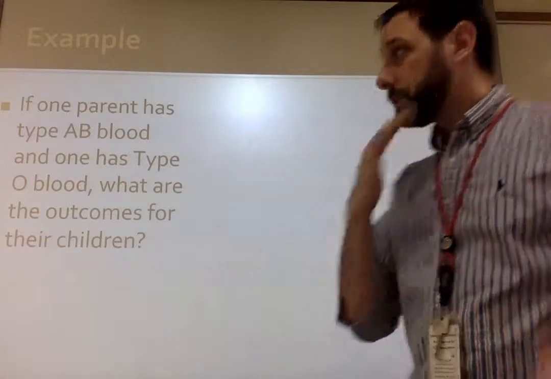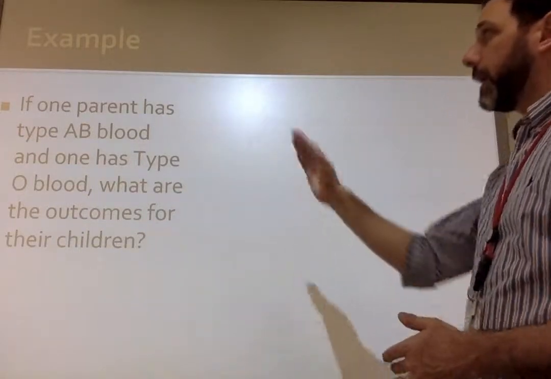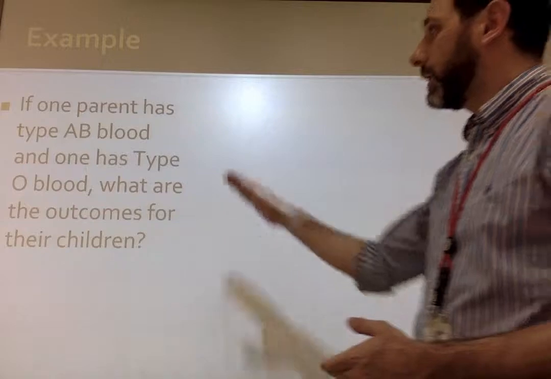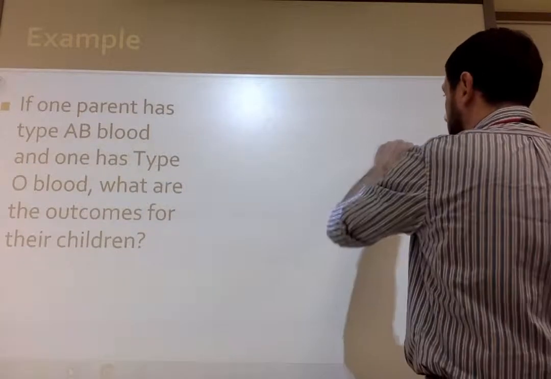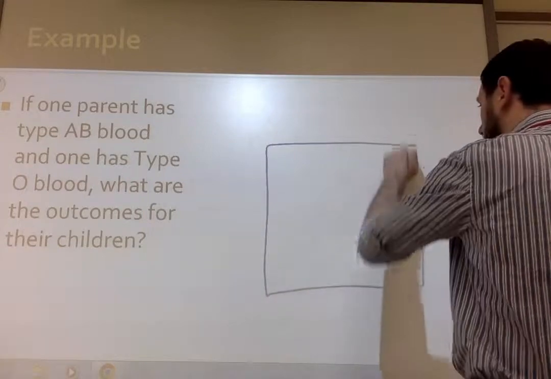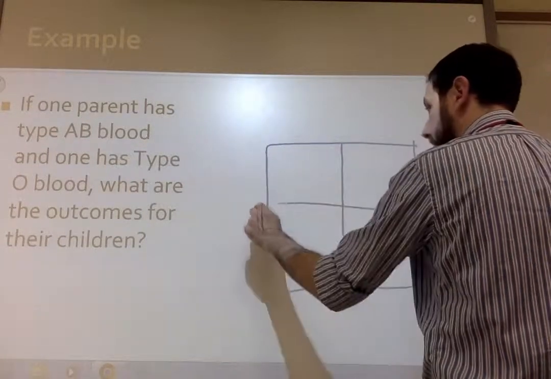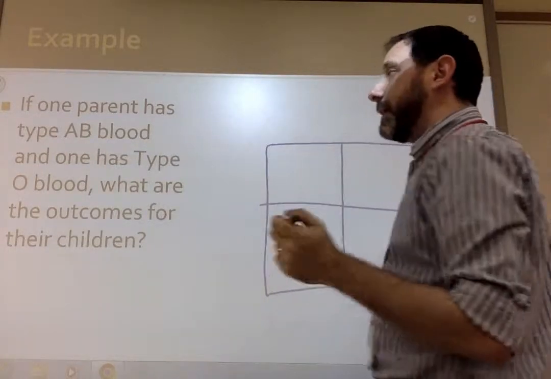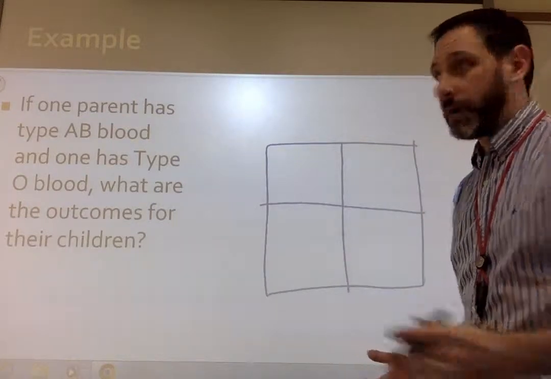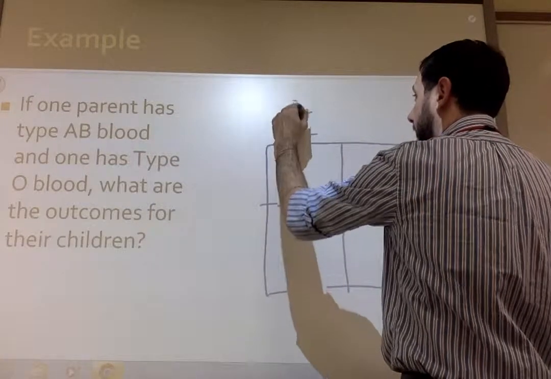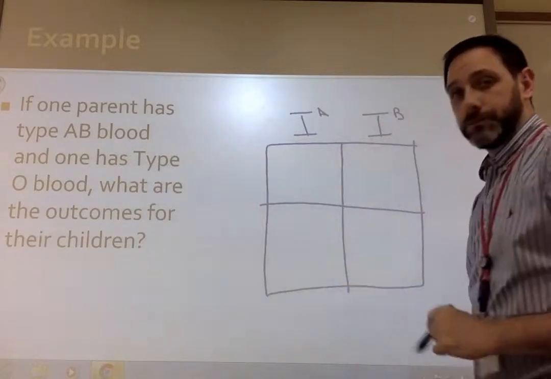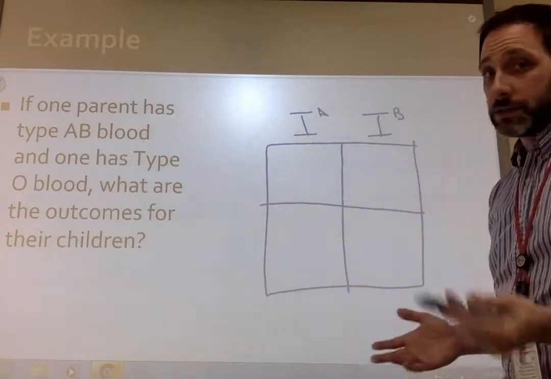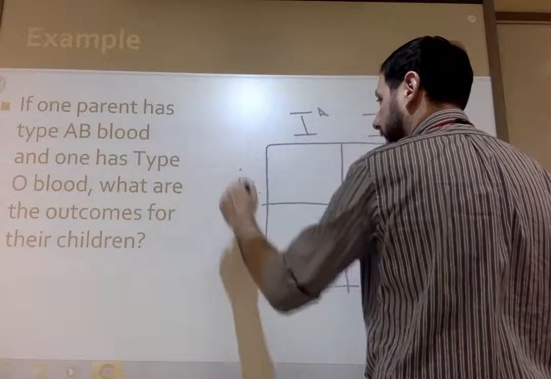So let's do a practice problem. If one parent has type AB blood and one has type O blood, what are the outcomes for their children? So I'm going to make my Punnett square and fill in the parents. One parent is type AB. There's only one way to write that. So it's IA, IB. The other is type O, and there's only one way to write that. Lowercase i.